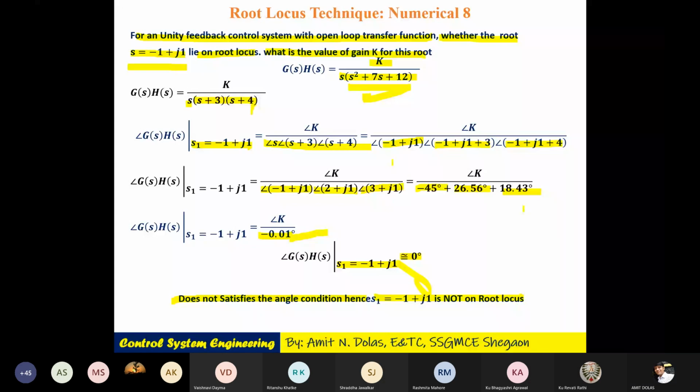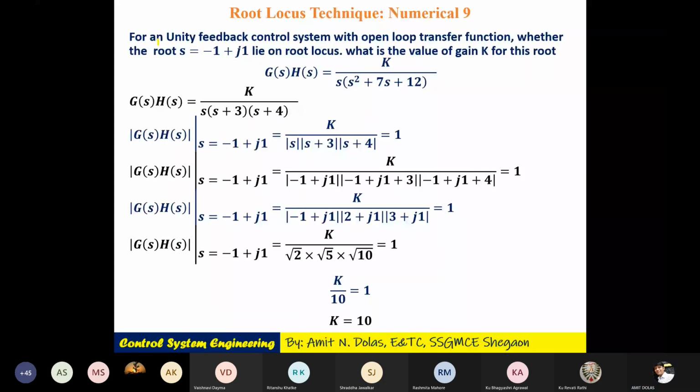Okay. Then numerical number 9, magnitude condition for unity feedback control system. That is what was given. For that, I asked whether this point is on the root locus, and since the angle condition does not satisfy, it is not on the root locus. But what is the value of k? The value of k can be calculated with the magnitude function.